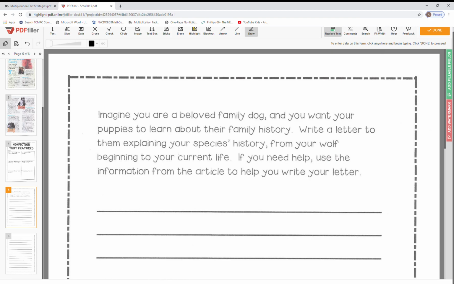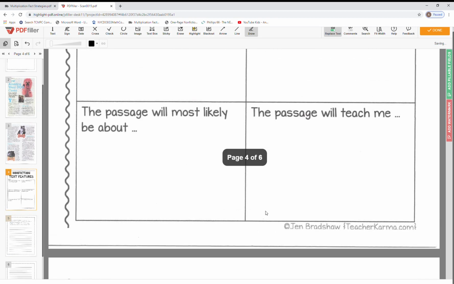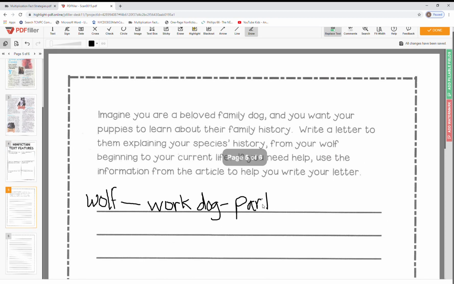So there's your timeline. So if I was to write this, I would write from wolf to work dog to part of the family, right? Oops, sorry. So that's what you guys are going to do. This is kind of like a timeline. Actually, you know what? I don't like that.